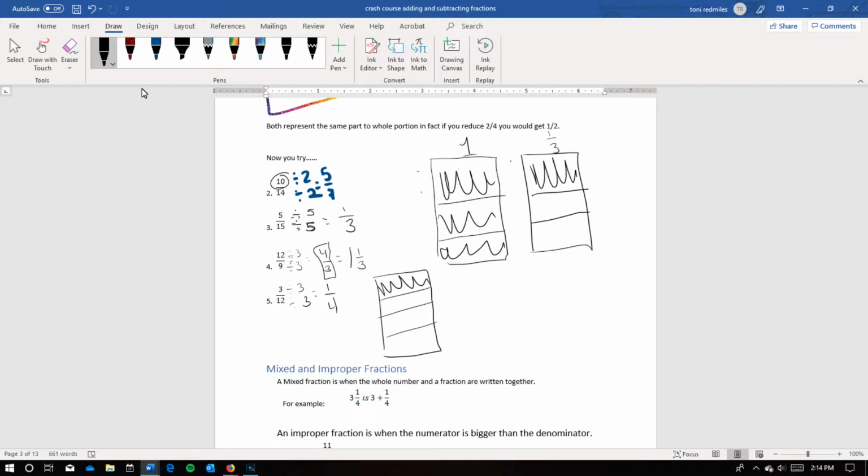And if I want to make that 3/12, I would have to cut this into 4ths, because that would be 1, 2, 3, 4. Oh, wait a minute, I messed that up. Sorry. Cut it into thirds. I was right the first time. I went one line too many.